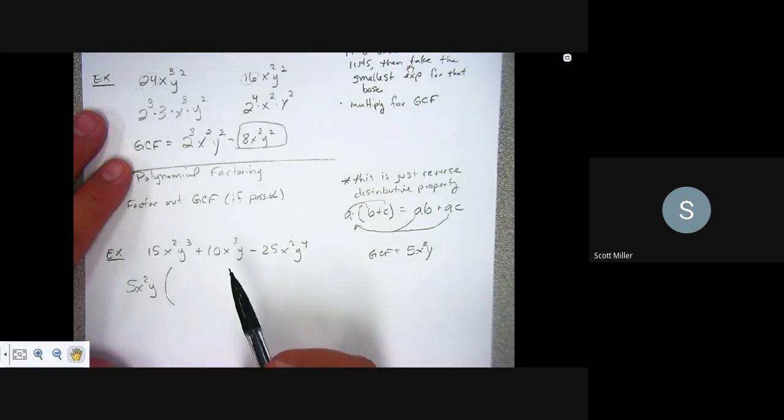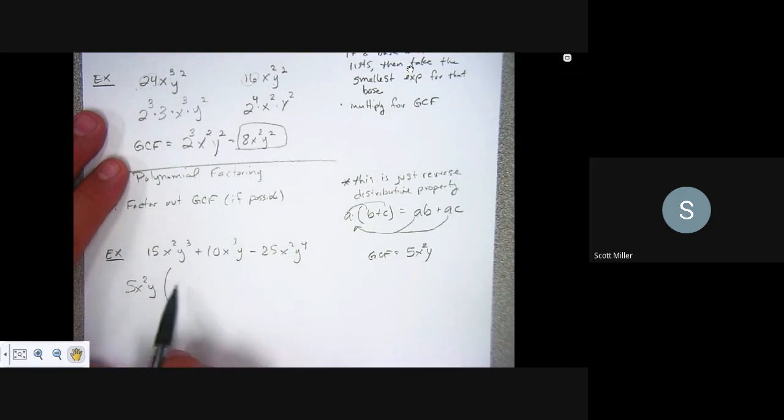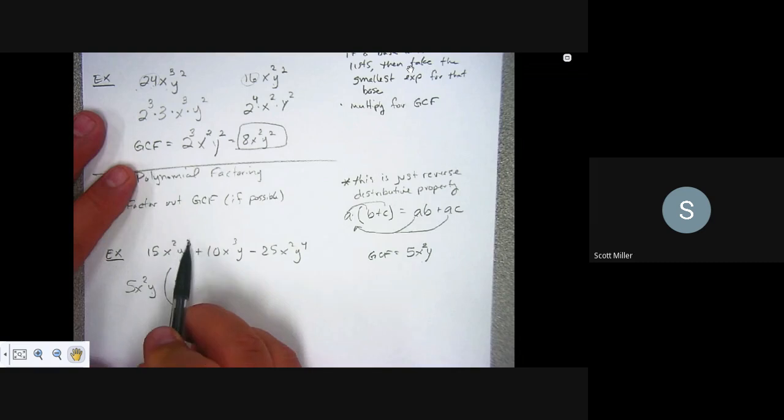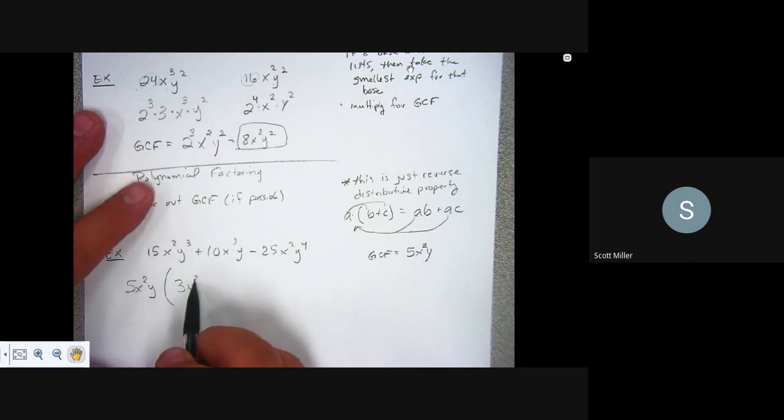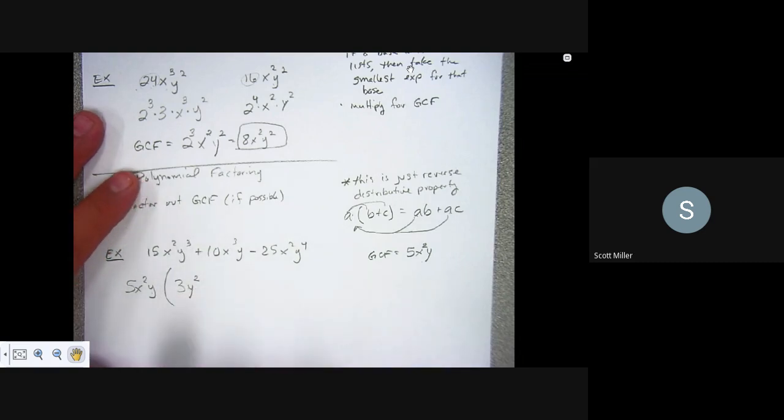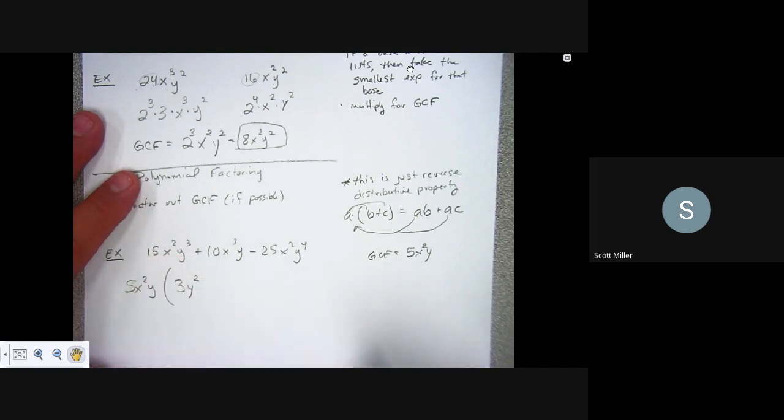Or you can think of it this way. 5 times what is 15? 5 times 3 is 15. X squared times what is x squared? Well, that's all of it, correct? 1. Y times what is y to the third? Well, I need a y squared. If I multiply these two terms together, it should equal that first term right there. If it doesn't, you got it wrong.